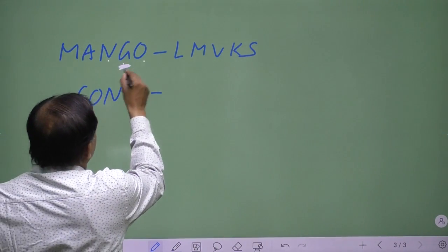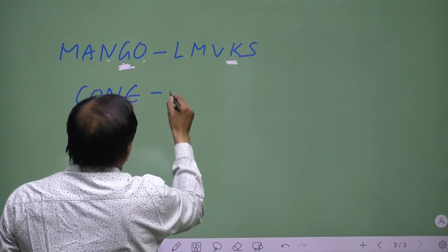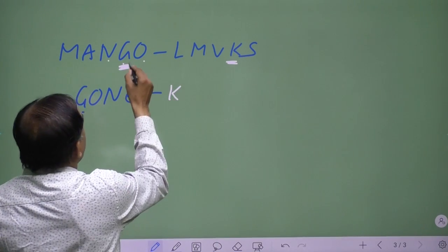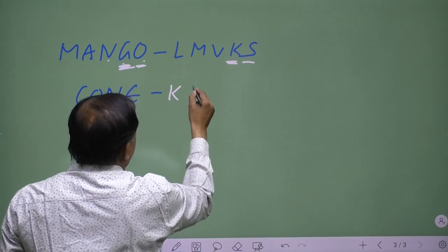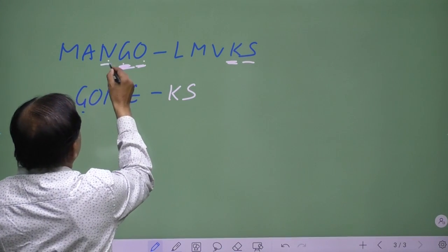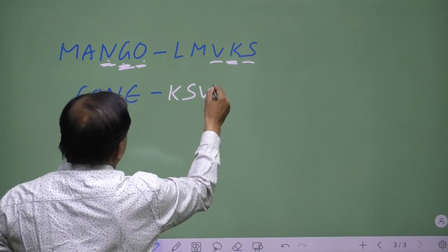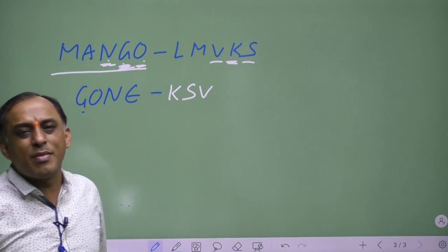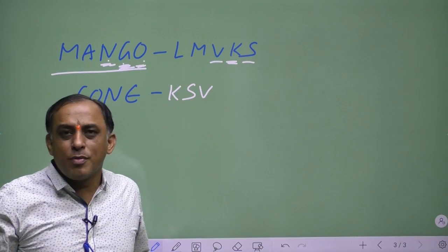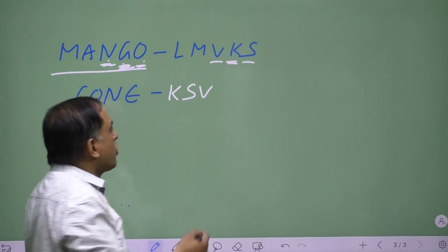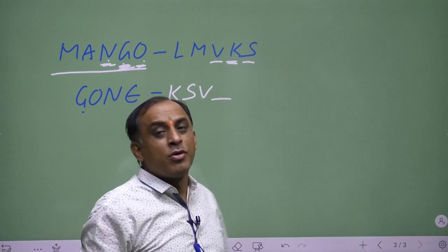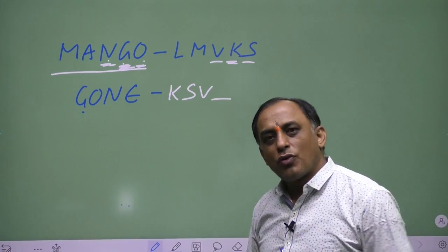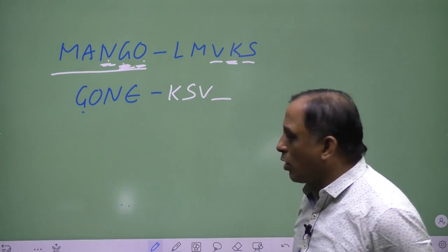What is the G code? G is coded as K. O is coded as S. N is coded as V. And E is not covered in the given word mango. Then how will you code E? We don't know the E code. Then what is your answer? How will you code gone?